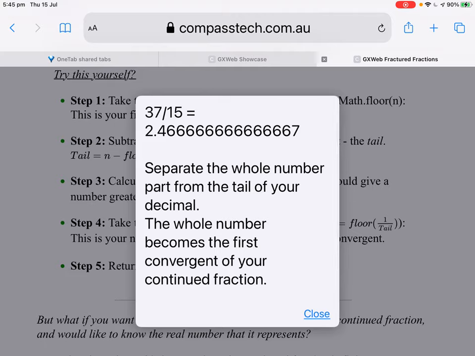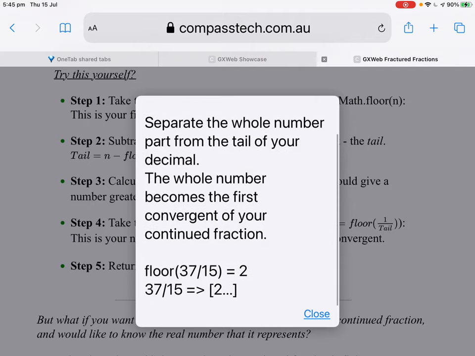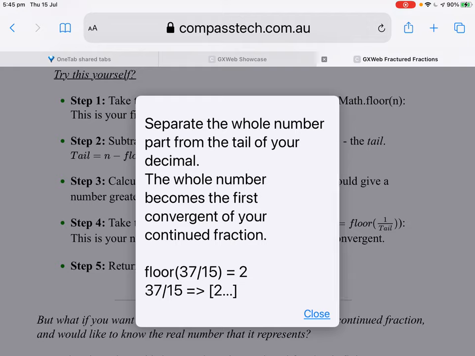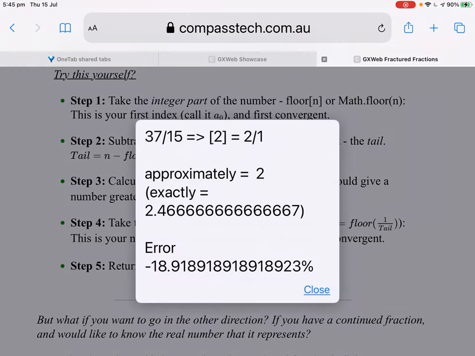Its decimal form, 2.4 and then lots of sixes. Step 1, separate the whole number part from the tail of your decimal. So the whole number part is 2. That's the first step of your continued fraction, the first convergent. So 37 over 15 is approximately equal to 2. The error is about 20%.